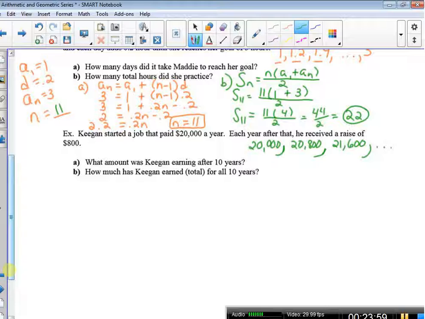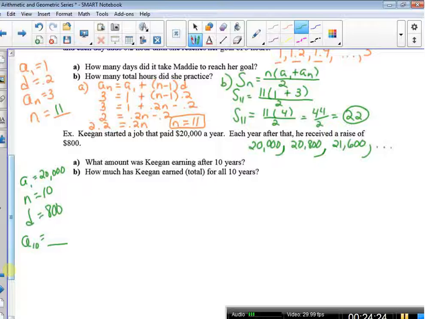Okay, so we've got, again, some information. A sub 1 is 20,000. We know n is 10. We know the common difference. This is, again, adding, so it's an arithmetic sequence. So we know that d is 800. I do not know the last term. I don't know a sub 10. I'm looking for that. I'm looking for a sub 10.